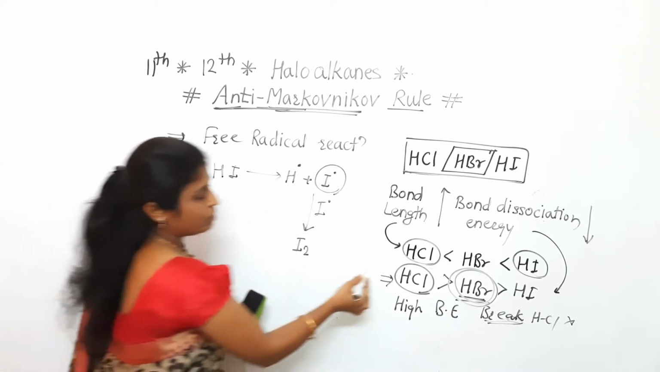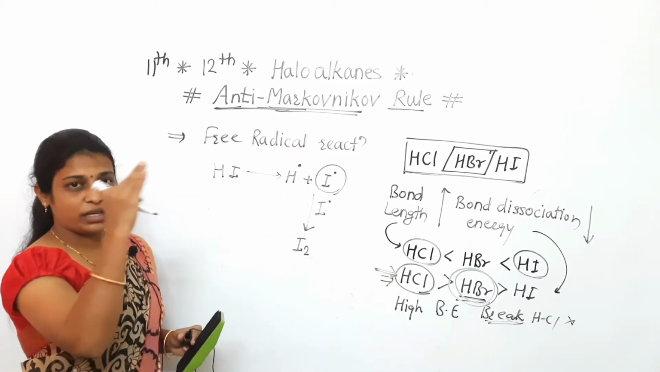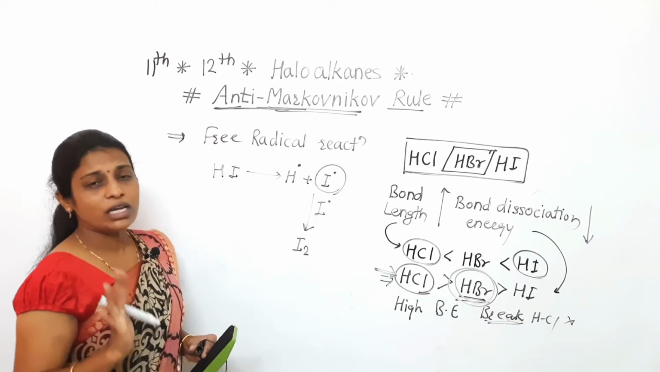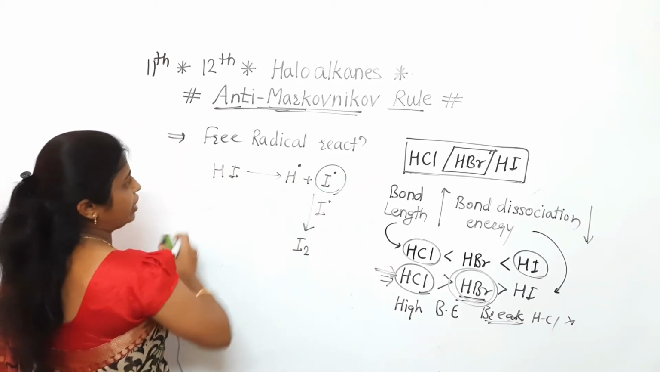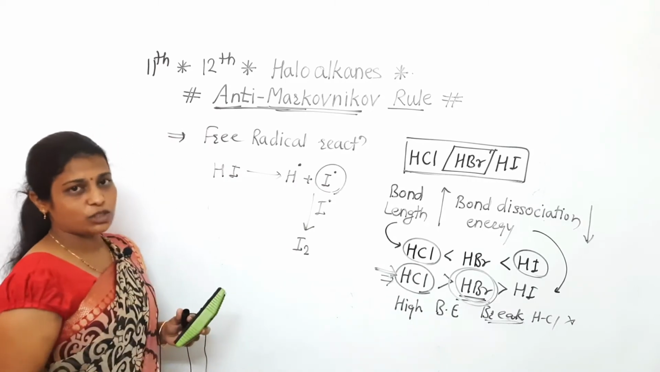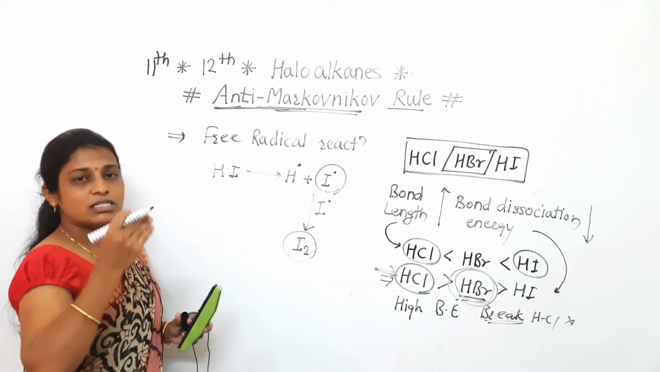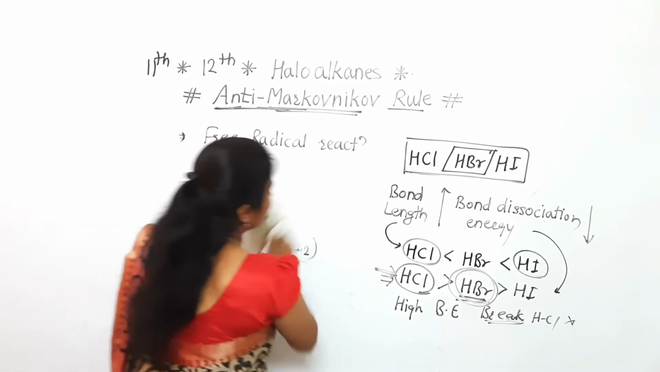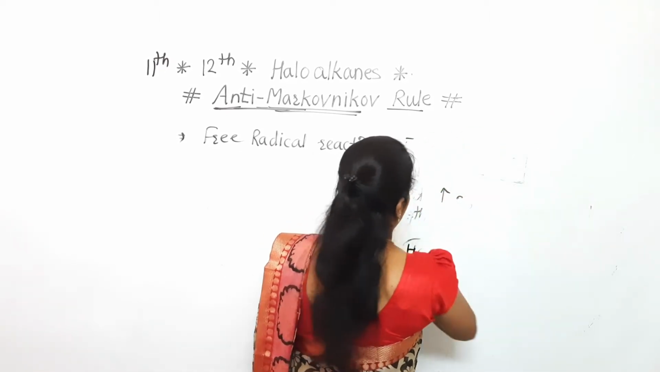So keep in mind the reason for HCl: the bond dissociation energy required is very high, and that's why breaking the bond between H and Cl is difficult and requires more energy. Clear? In the case of HI, it is a free radical reaction, so H radical and I radical form. The I radical prefers to form an I2 molecule instead of combining with another radical. Clear? Next, we are going to discuss the statement of this reaction.